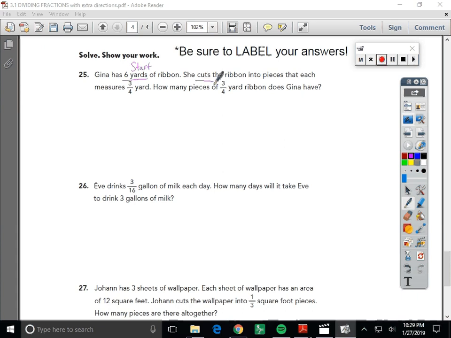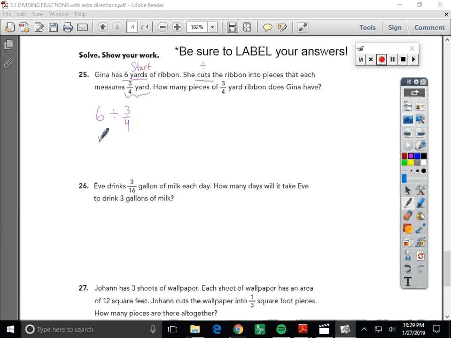Notice it says she's cutting. She's chopping them into pieces. That's really talking about division. And what size pieces is she using? Oh, 3/4. She's splitting them into 3/4 of a yard each. So let's set up this problem. This really says 6 divided by 3/4.